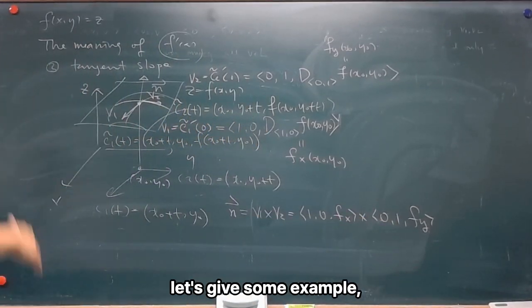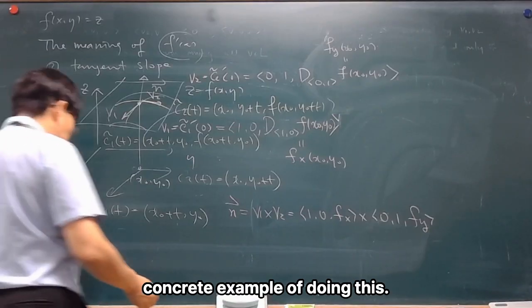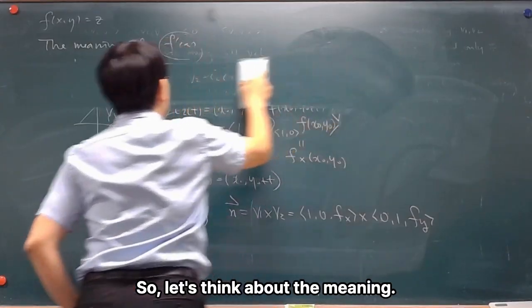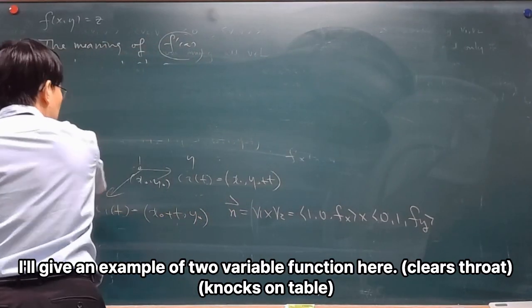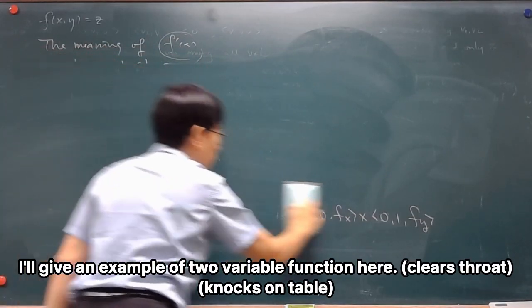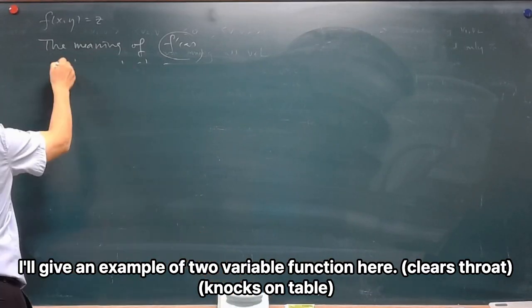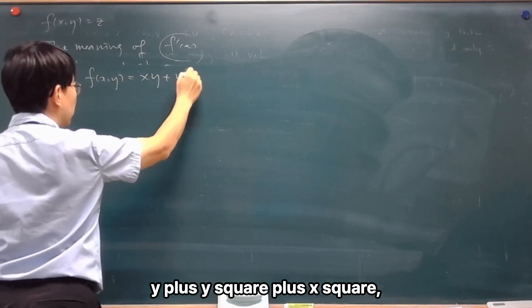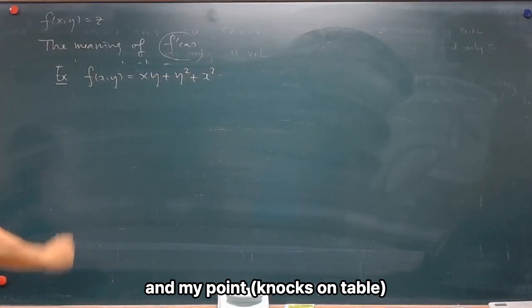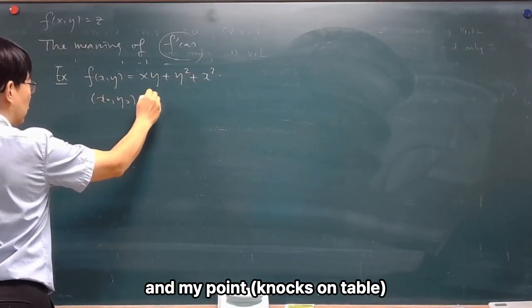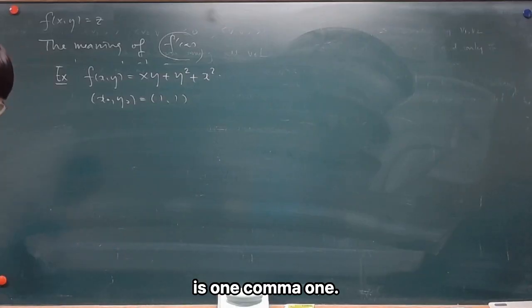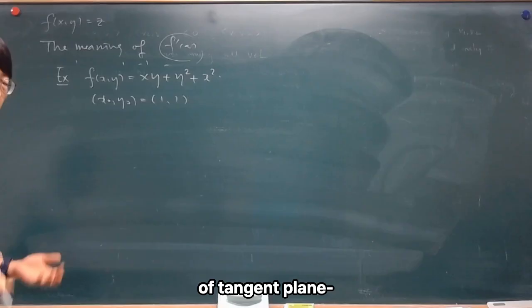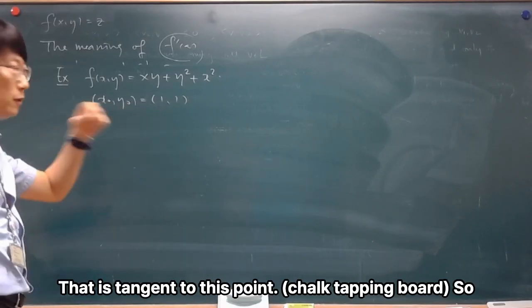So at this moment, let's give some concrete example of doing this. Let's think about the meaning with the example. I'll give an example of a two-variable function here. So let's say f of x, y is equal to xy plus y squared plus x squared. And my point is 1, 1. I want to find the tangent plane. What do I mean by that? I want to find the equation of the tangent plane that is tangent at this point.